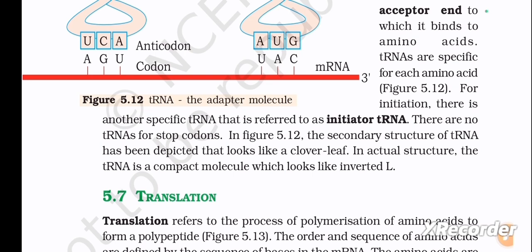In figure 5.12, the secondary structure of tRNA has been depicted that looks like a clover leaf. In actual structure, the tRNA is a compact molecule which looks like an inverted L.